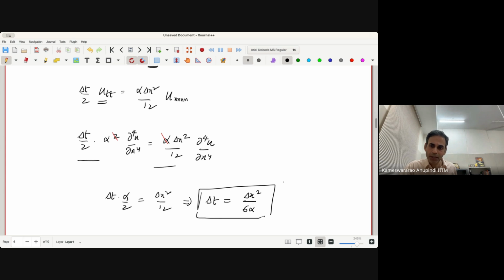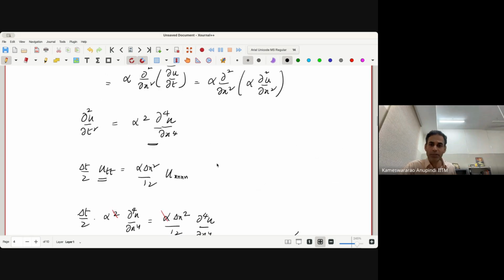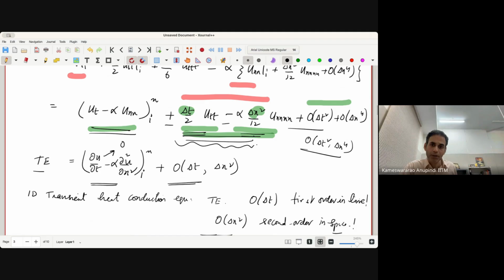So once you have decided on the delta x, that means once you take some domain L and you have put in, let us say, n number of points, that fixes your delta x, right? You take it as L by n or L by n minus 1, depending on how you have counted, whether from 1 to n or 0 to n. So once you have delta x, if you take square of the delta x and divide it by 6 times alpha, alpha is the thermal diffusivity, then if you take your delta t exactly equal to that value, then it so happens that the second set of terms, these two terms also vanish, and then your scheme actually behaves as second order in time and fourth order in space.